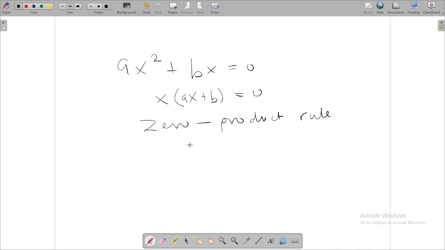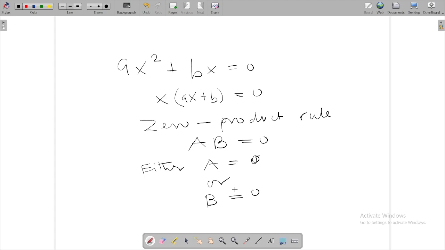What does this rule say? This rule says that if you have two numbers multiplying each other, let's say we have a multiplying b and the answer is 0, the zero product rule says that it is either a is equal to 0 or b is equal to 0, because any number times 0 gives you 0. So the zero product rule says that it is either one of these is equal to 0.